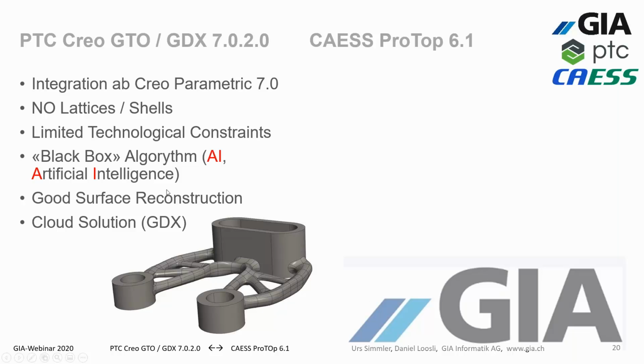A little bit hard is it to find any information about the technology behind this Frustum solver. For me it's a little bit of a black box algorithm. PTC is talking about artificial intelligence, but you'll find nowhere any documents about what's behind that one. I mean, the optimized components are looking quite interesting, but it would be great to have a little bit more information about that. In GTO GDX there is no lattice, no shell features available, no non-linearity is available.